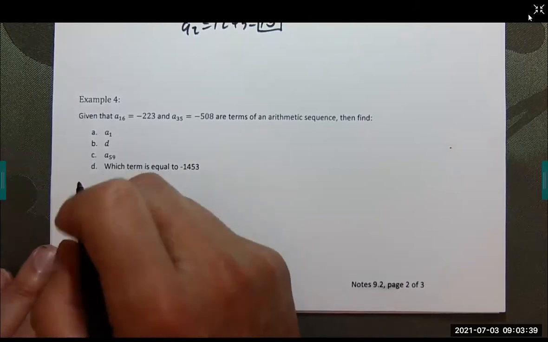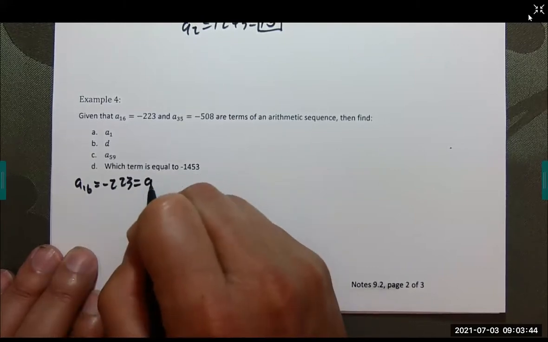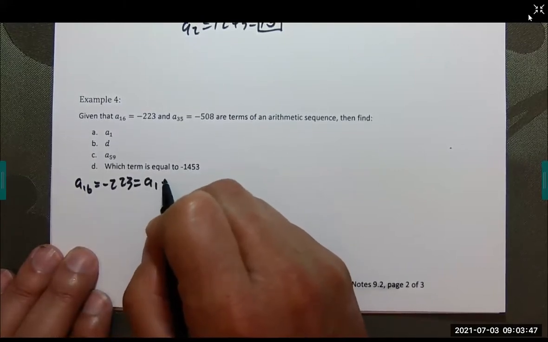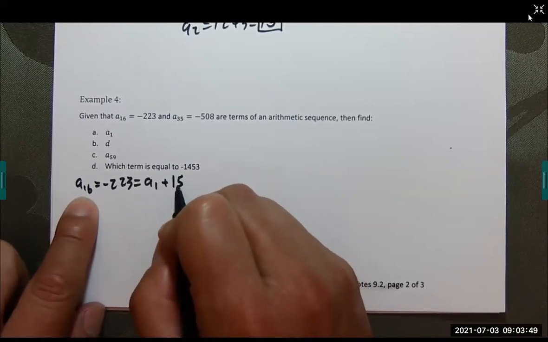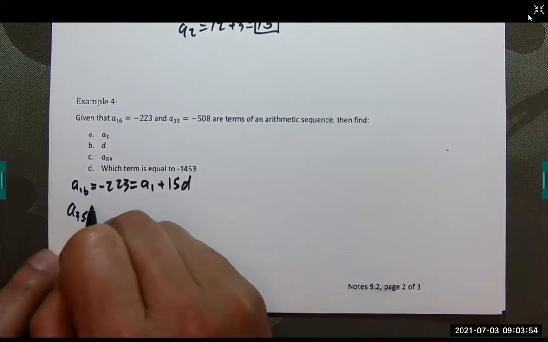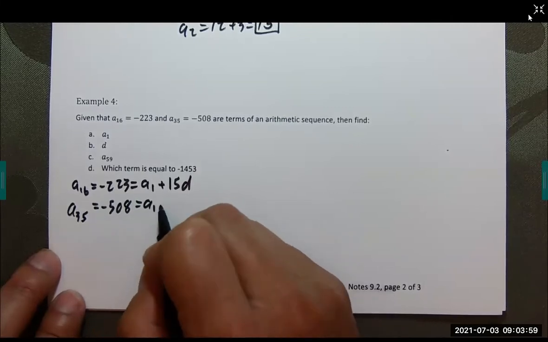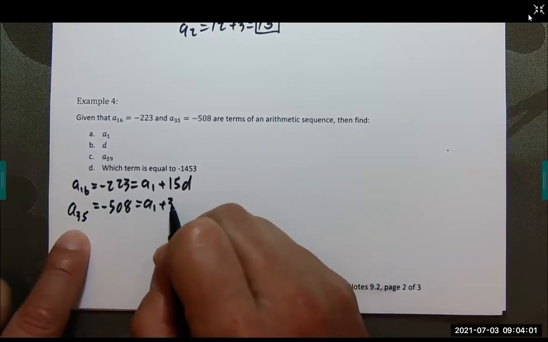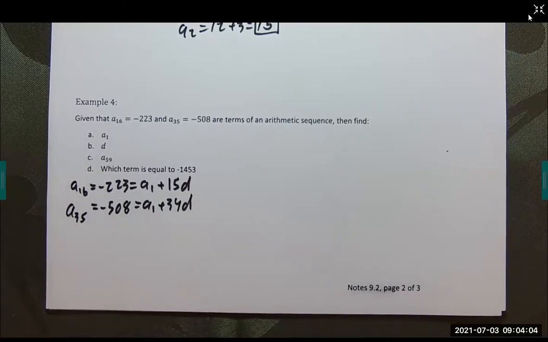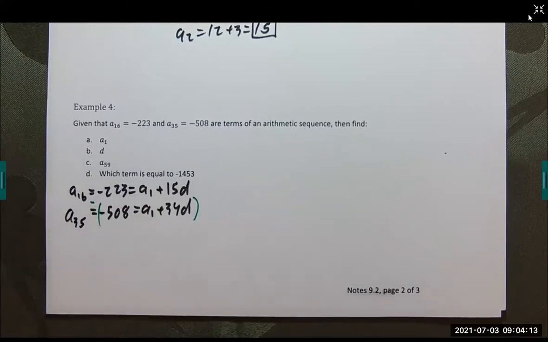So we have A sub 16, which is negative 223, is going to be A sub 1 plus n minus 1, which is 15d. And we have A sub 35, which is negative 508, which is A sub 1 plus, now it's going to be 1 less than that, 34d. And here I have a system of equations again. What I'm going to do, once again, is subtract, because the A sub 1s will go away if I do that.